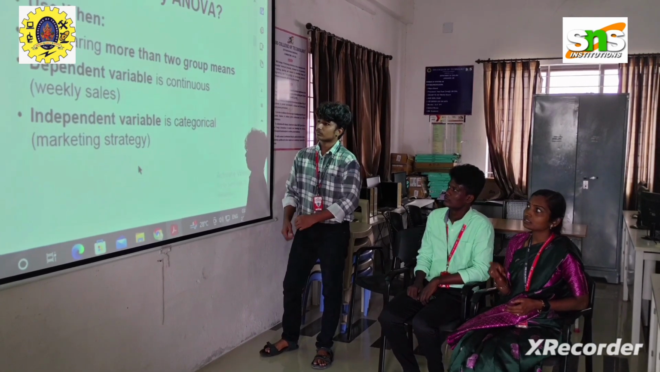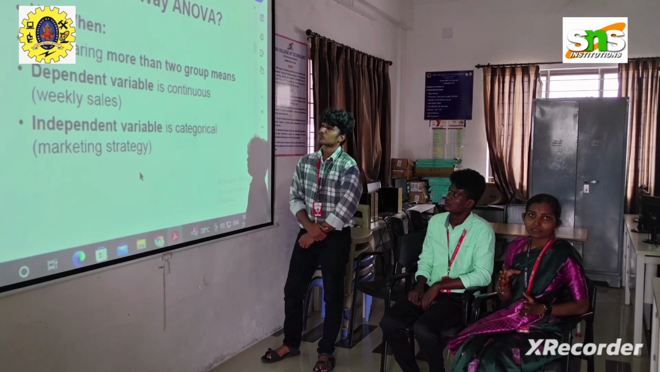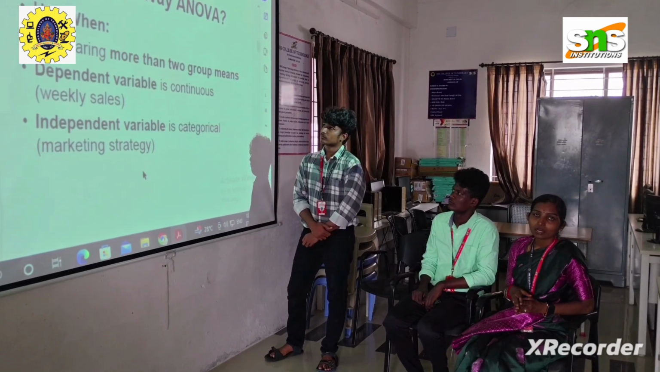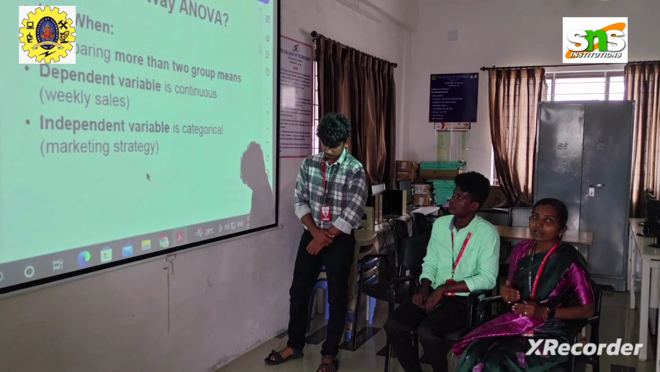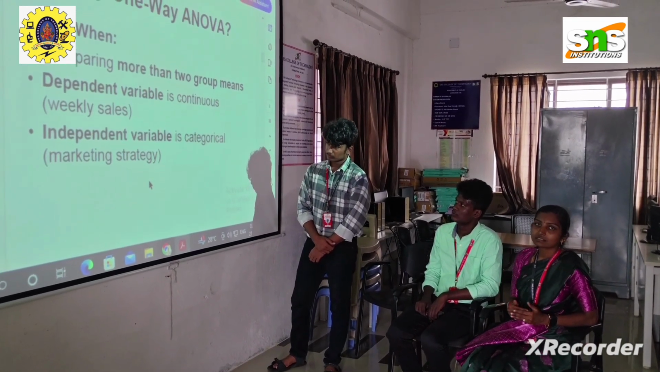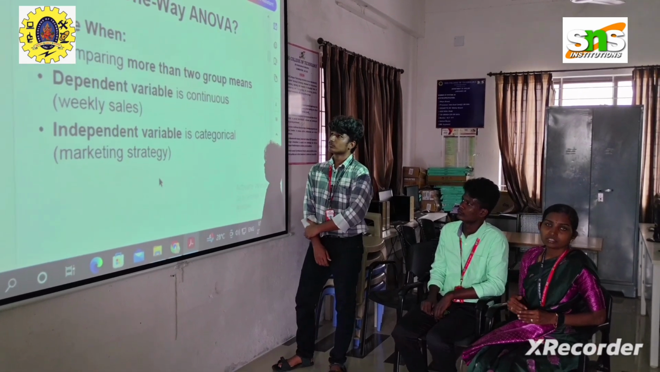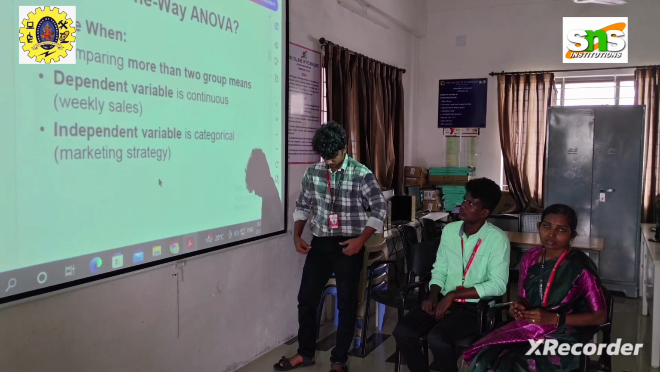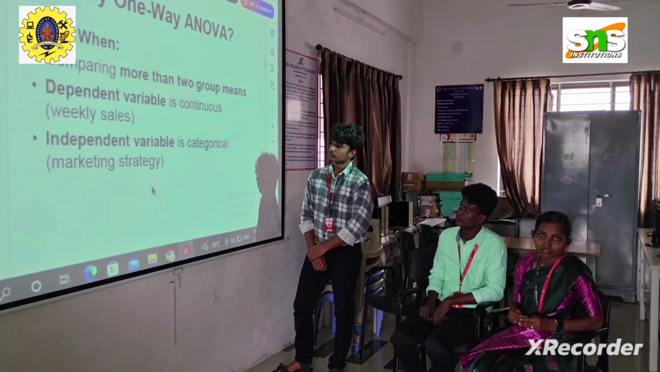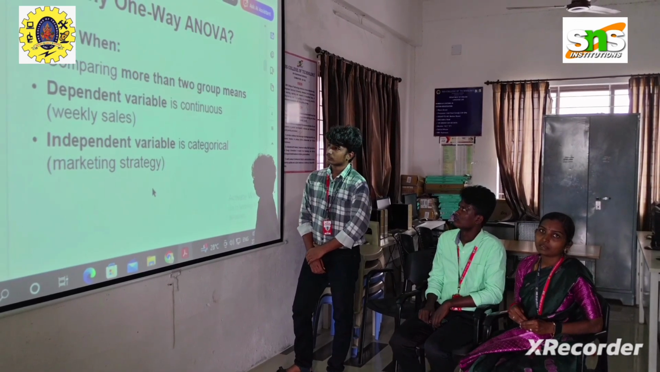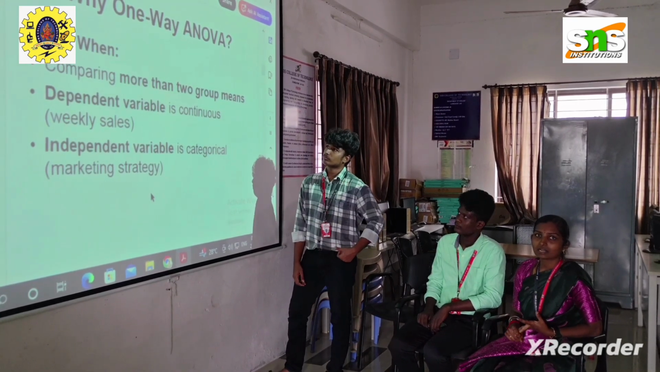And the second thing is the dependent variable. The dependent variable is nothing but the weekly sales, which means it depends on the strategy we follow, and therefore we mention it as a dependent variable. And the third thing is the independent variable, which is the marketing strategy. Whichever marketing strategy we use for the particular sales does not depend on any other conditions. Therefore, we make it the independent variable. So these are the three key points to choose a one-way ANOVA classification.